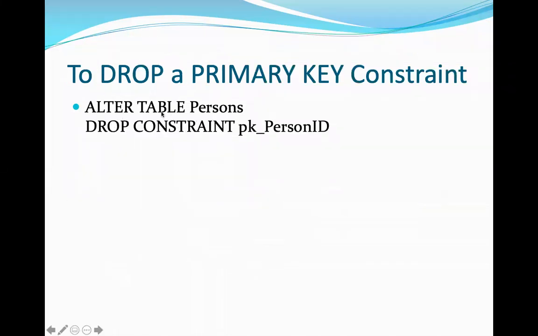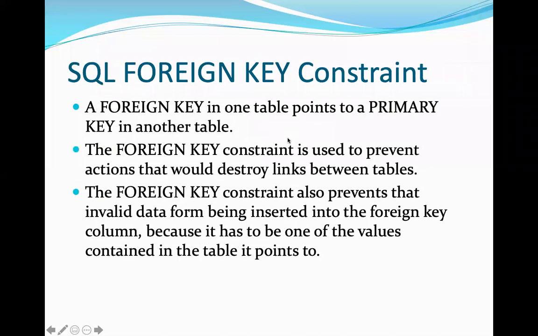Then if you want to delete the primary key constraint for that particular column, we can always use the drop command: alter table, table name, drop constraint, and then the constraint ID. Then we have the foreign key. So we talked about the foreign key.